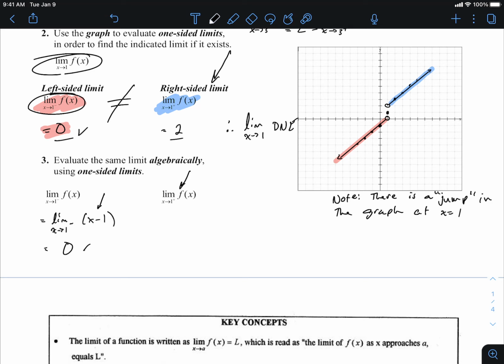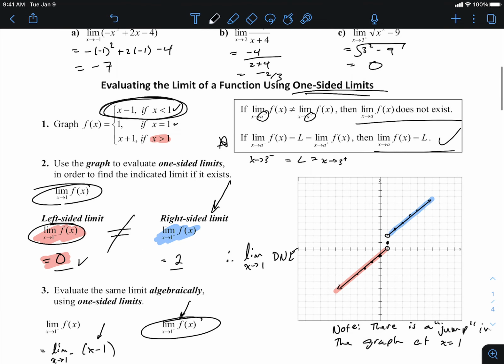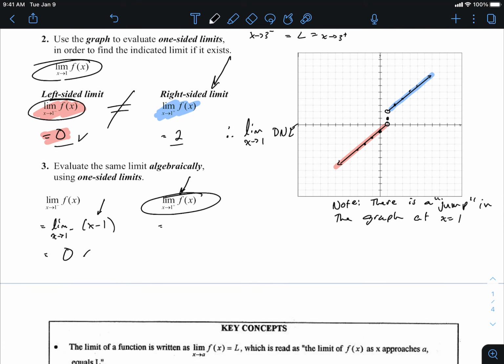And then if I take a look at the limit here, this is dealing with all of the graph coming from the right side, right? The right side of this graph dealt with this part of the piecewise function. And so we're going to see that the limit as x approaches 1 from the right is x plus 1. That's going to equal 2. Okay, these two things are not equal, right? And so again, we draw the same conclusion that the limit as x approaches 1, not from the left or the right, but as x is approaching 1, does not exist because there's a jump there.